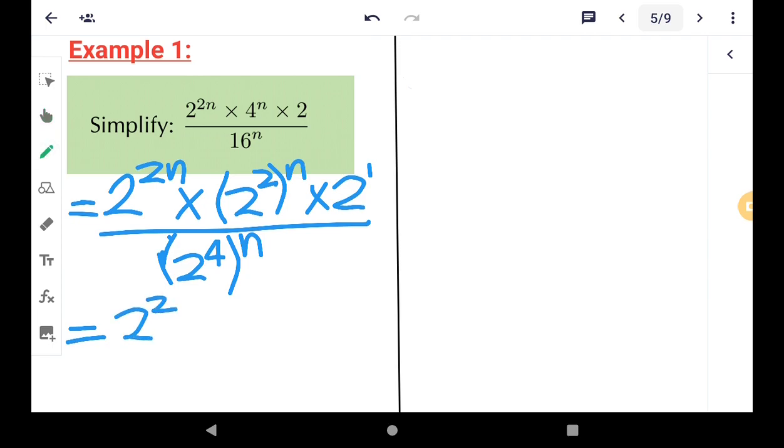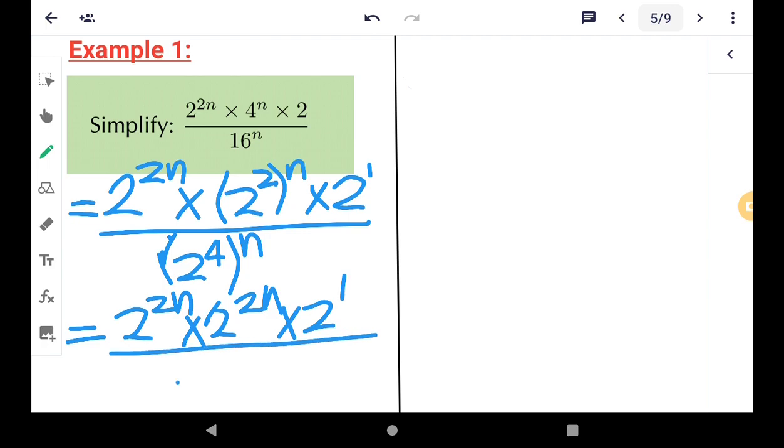So that is 2 to the power of 2n times 2 to the power of 2 times n, that is 2n, times 2 to the power of 1 over 2 to the power of 4 times n, that is 4n. Because you've got a power raised to another power, you simply multiply the exponents together. That is equal to, now we've got powers of the same base multiplied together. What we do, we add the exponents.